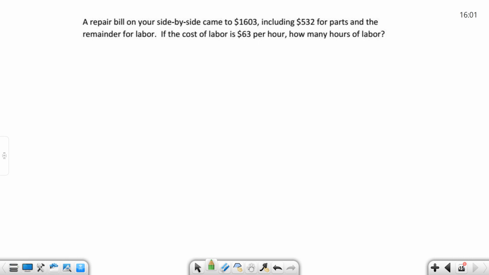A repair bill on your side-by-side came to $1,603. That includes $532 for parts and the remainder for labor. All right? If the cost of labor is $63 per hour, how many hours of labor?